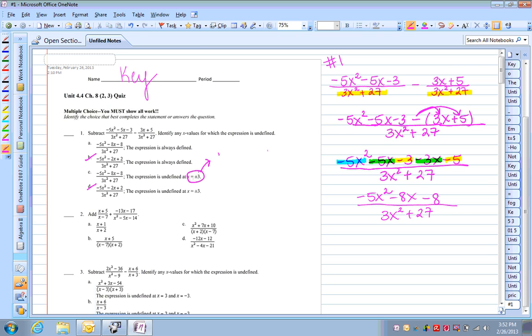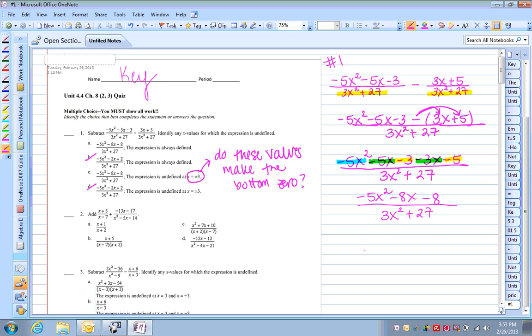What you need to think of is, do these values make the denominator 0, or make the bottom 0? If they do, then the expression is undefined there. If they do not make the denominator 0, then those values do not make it undefined, and they are good to go. So let's check.